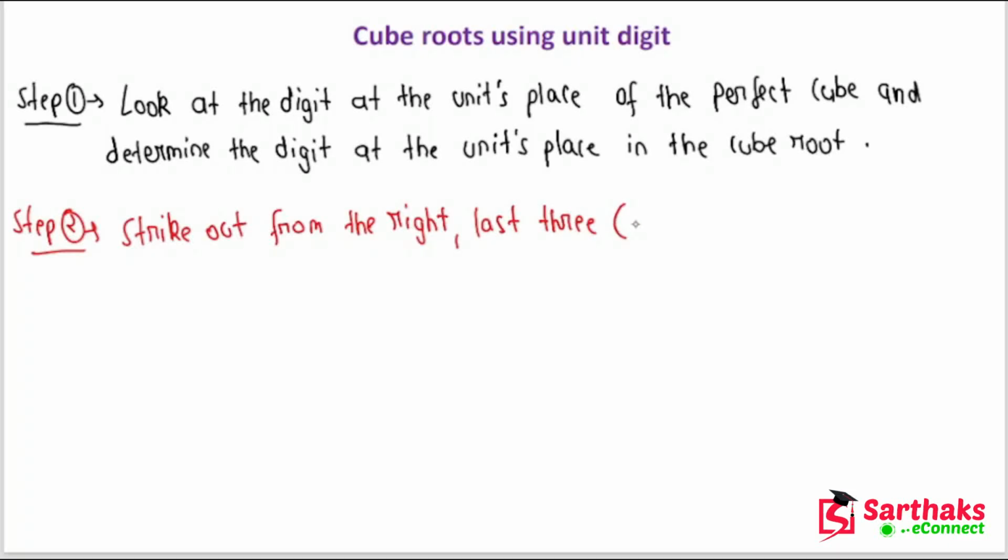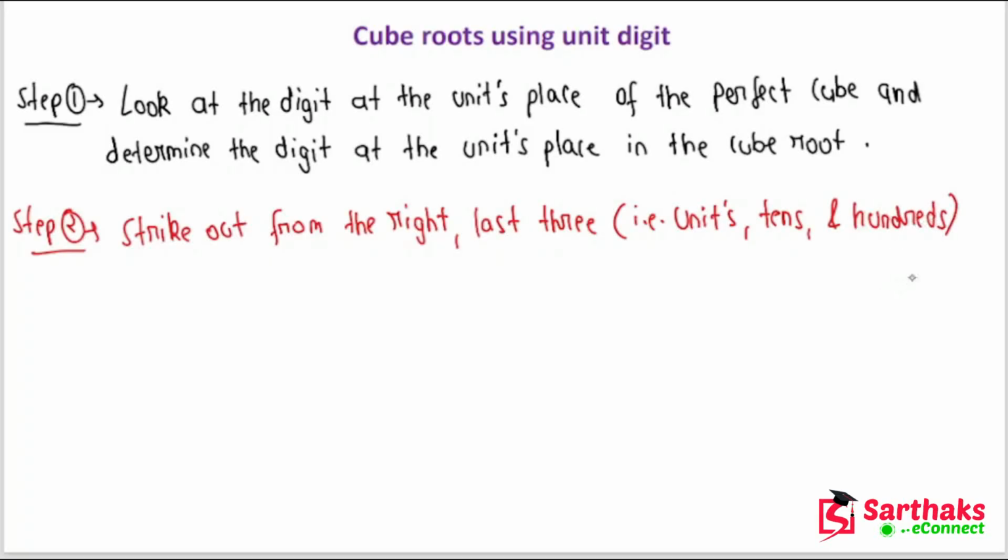Last 3, or okay, let me write it like this also, so it could be beneficial. Units. What are the last three? The last digit would be the unit digit from the right. Okay, strike out from the right the last three digits. So unit, and the second last would be tens, and then it would be hundreds.